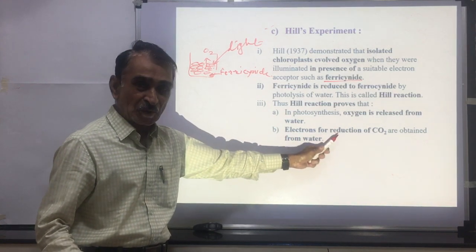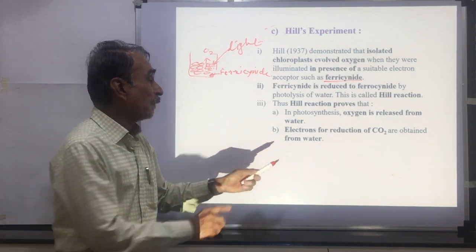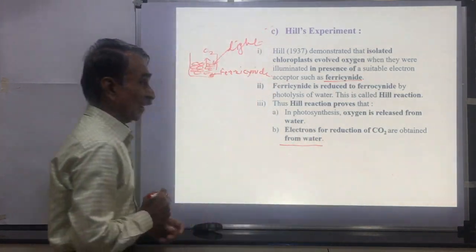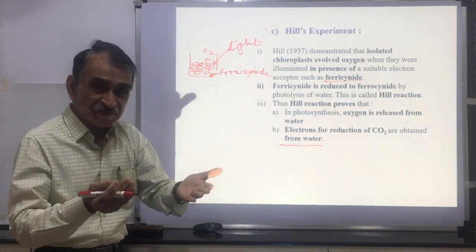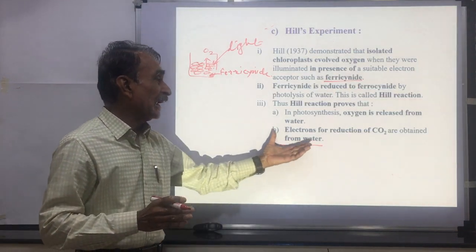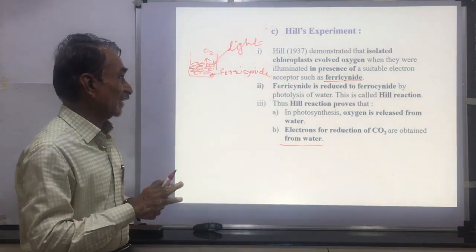Electrons for the reduction of CO2 into carbohydrates are obtained from the breakdown of water. Oxygen is released by photolysis of water. Electrons are also released by the photolysis of water.